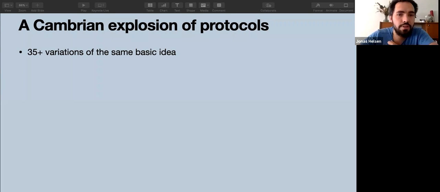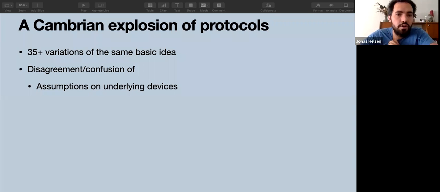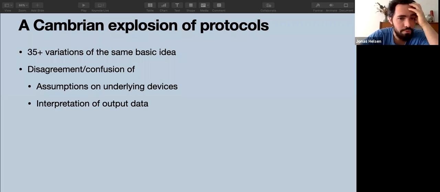So within this little Cambrian explosion of protocols, a whole bunch of confusions arose, and there were a couple of particularly contentious conferences where people shouted at each other about what assumptions you needed to make on the quantum computers in which you run the protocol in order to get sensible output, and how to interpret this output data. Because for the basic case, it was clear, but once you started making all these variants, everything got really complicated.